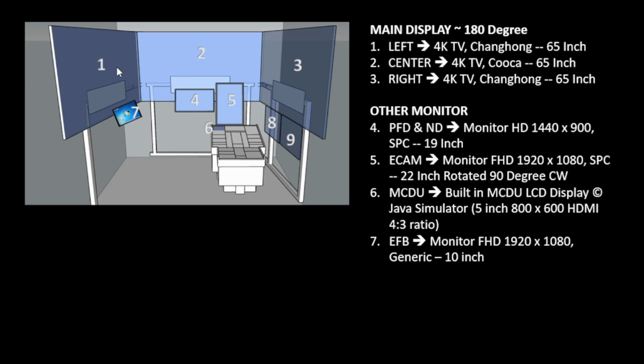The 7th monitor I put here is the EFB, so electronic flight bag. It's a full HD monitor, 1920p times 1080p. You can use any. I think it's a China generic brand. I forgot the brand though. It's just a 10-inch cheap China full HD, but it's quite contrasty, so it's okay.